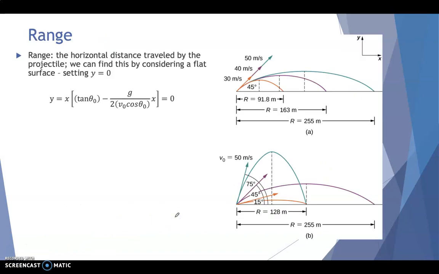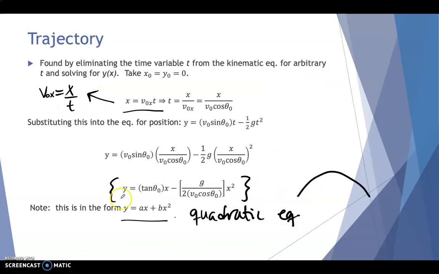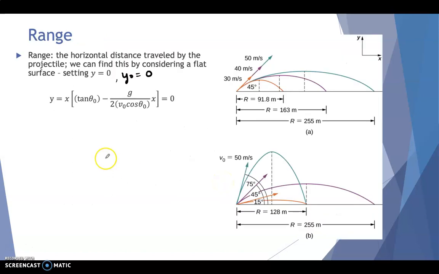We also have another term called the range, and that's going to be the horizontal distance traveled by the projectile. We can find this by considering a flat surface or setting y equals 0. So again, this would also mean that y naught equals 0, so we're saying that there is no change in y. We take this equation here and set it equal to 0.